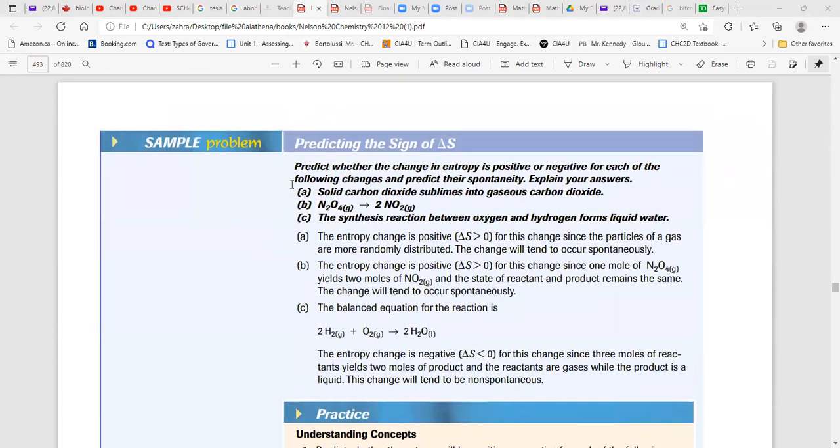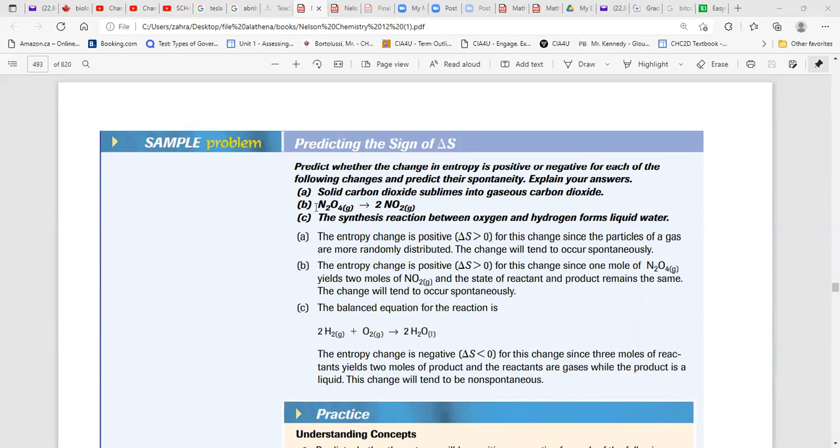Okay, here's an example. Predict whether the change in entropy is positive or negative for the following changes, and predict the spontaneity. Explain your answer. Solid carbon dioxide goes to gas. Of course, the gas is more disordered. The movement of the gas is much more free. The atoms in a gas are more free to move compared to the solid. So the delta S is going to be positive. The change will tend to occur spontaneously when delta S is positive. So this reaction is going to be spontaneous.